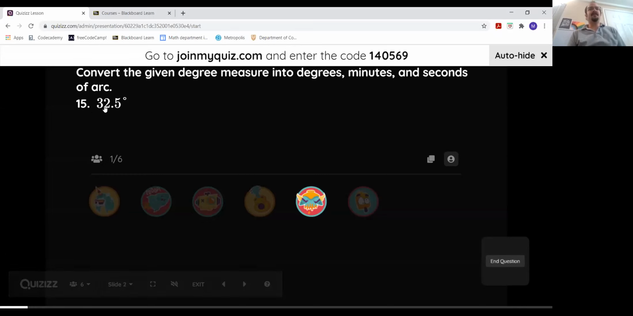So we want to convert this into degrees, minutes, and seconds. So we start off, pick off the whole, and then deal with the fraction. So if you have half a degree, how many minutes is that?